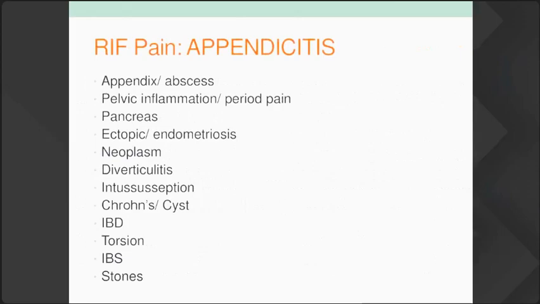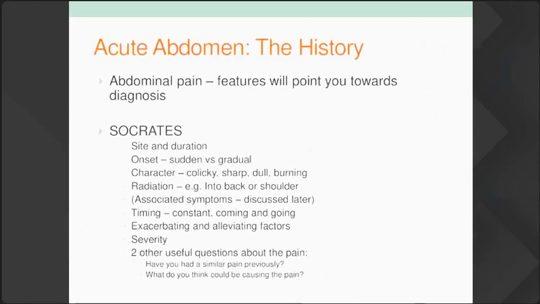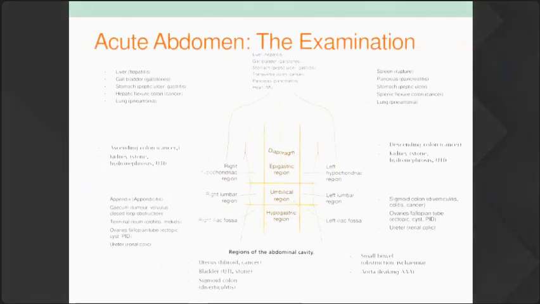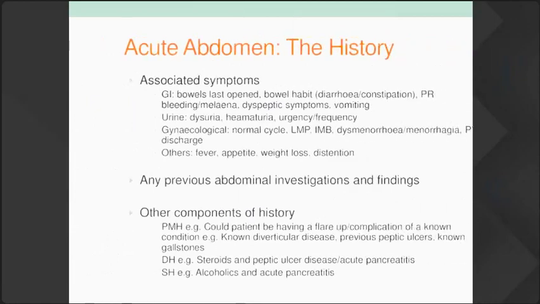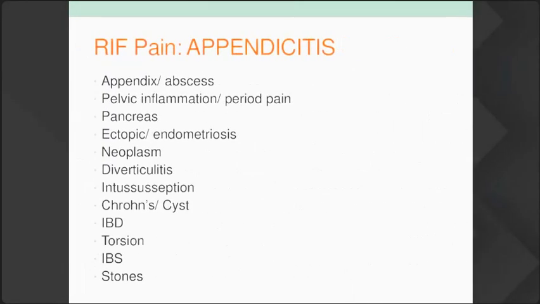As we mentioned previously, the pain may be related to the site. So we have to know that the abdomen is classified into nine regions. We have many differential diagnoses related to the origin. For right iliac fossa pain, as we mentioned here, the causes may be appendicitis or pelvic inflammatory disease, or pancreatitis sometimes, or ectopic pregnancy or neoplasm, diverticulitis, intussusception, and other causes like inflammatory or irritable bowel disease, or stones for urological causes.